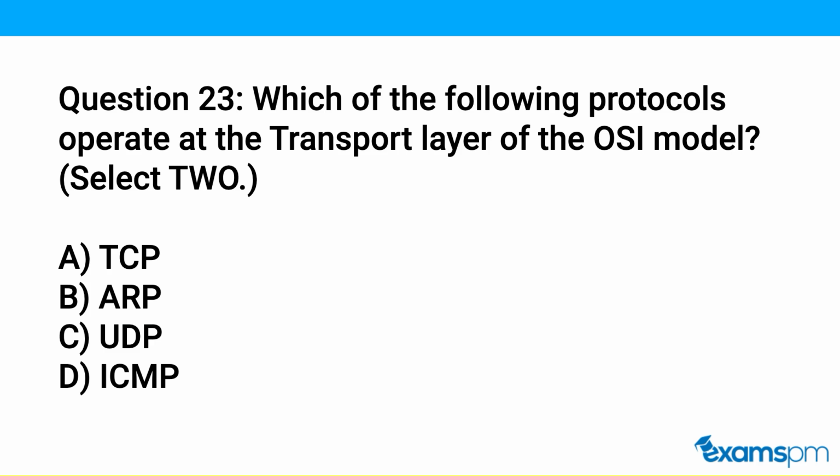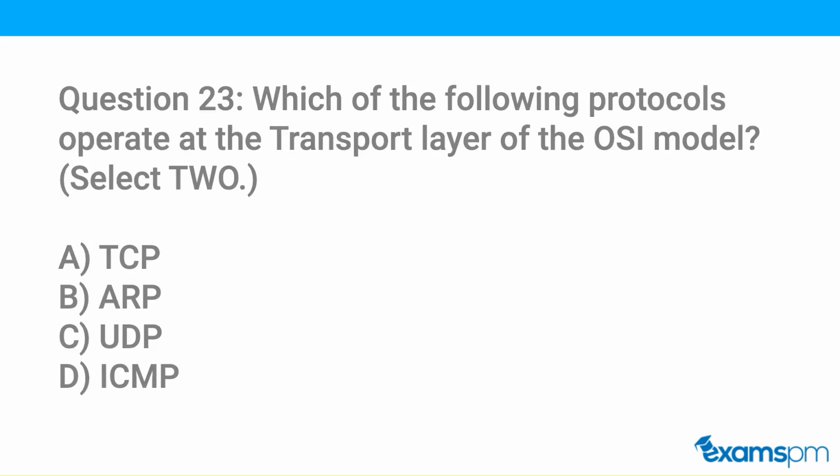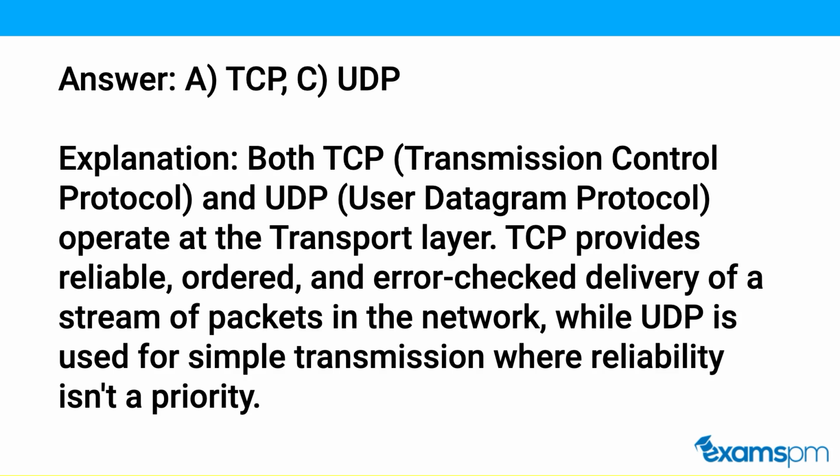Question 23. Which of the following protocols operate at the transport layer of the OSI model? Select 2. A. TCP. B. ARP. C. UDP. D. ICMP. Answer: A, TCP, and C, UDP. Explanation: both TCP (Transmission Control Protocol) and UDP (User Datagram Protocol) operate at the transport layer. TCP provides reliable, ordered, and error-checked delivery of a stream of packets in the network, while UDP is used for simple transmission where reliability isn't a priority.